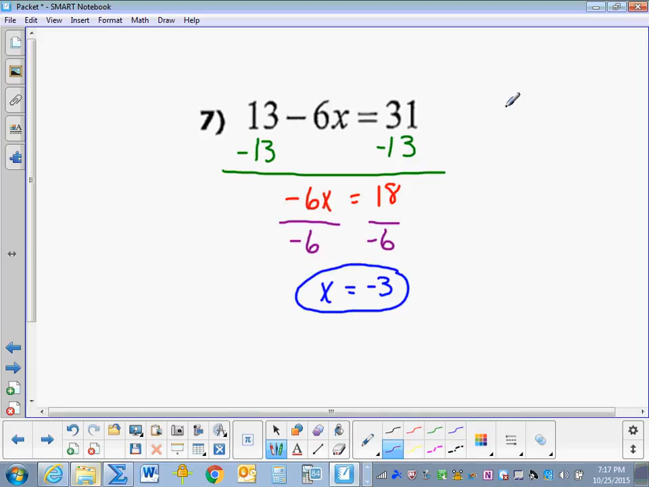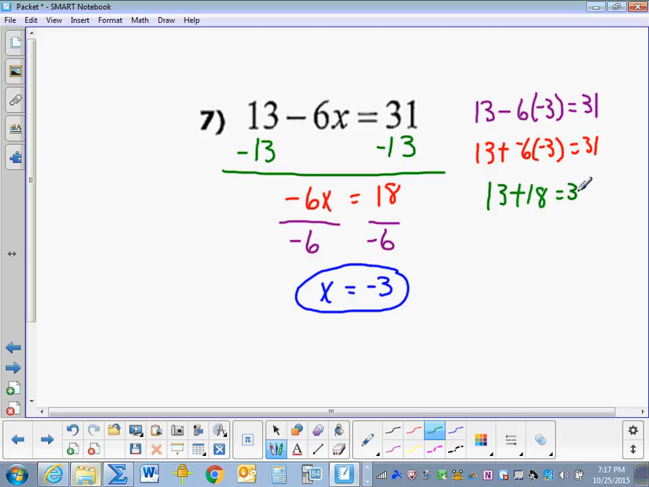So let's check that one. 13 minus 6 times negative 3 is equal to 31. So 13 minus 6, so we're going to write it as plus a negative 6 times negative 3 is equal to 31. So 13, and we have negative 6 times negative 3, which is a positive 18, is equal to 31. So 31 is equal to 31. So that one checks.